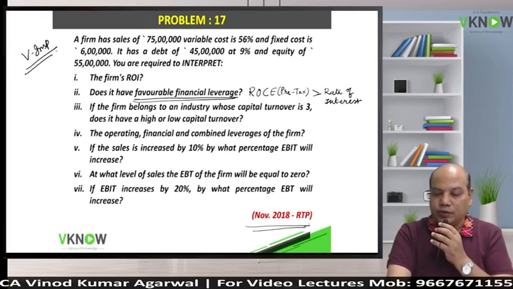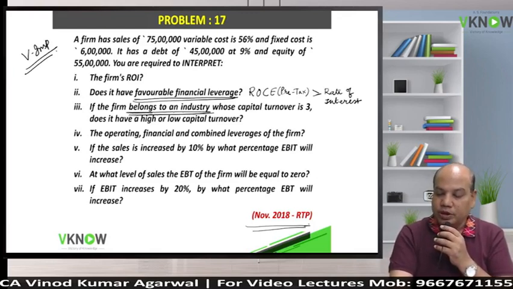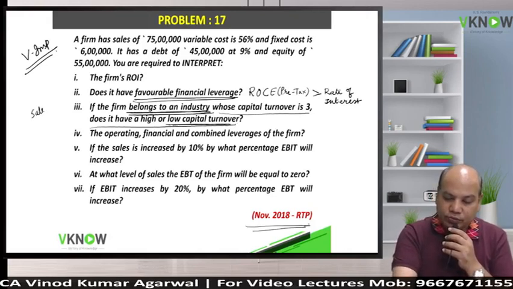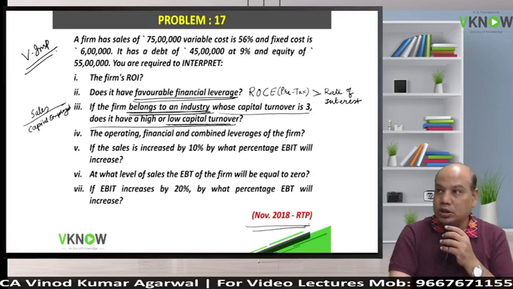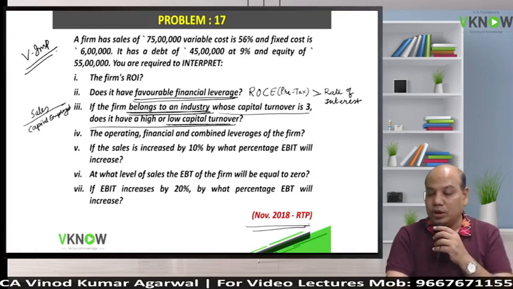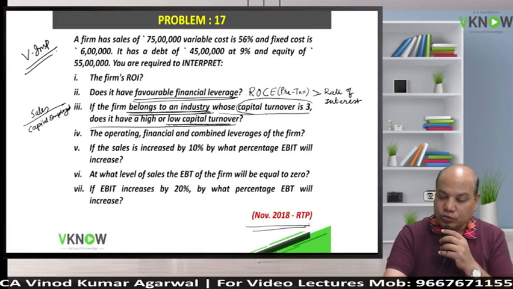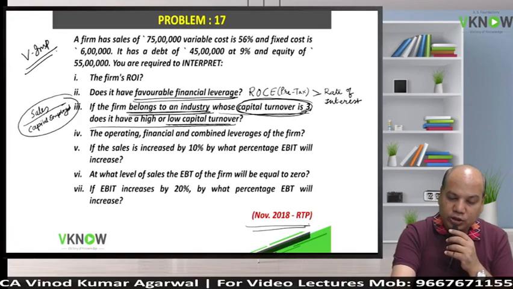Third question is, if the firm belongs to an industry, so you have to compare with the industry also, whose capital turnover is 3, does it have a high or a low capital turnover ratio? So the formula is sales divided by capital employed. Other firms in the industry have a capital turnover of 3 times. We have to compute the capital turnover ratio of this firm.